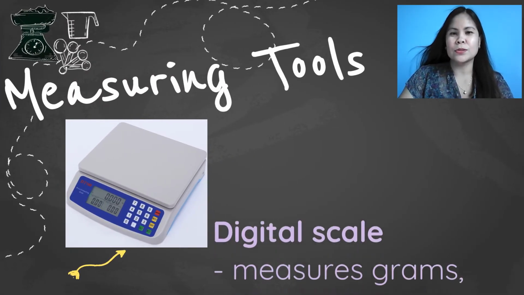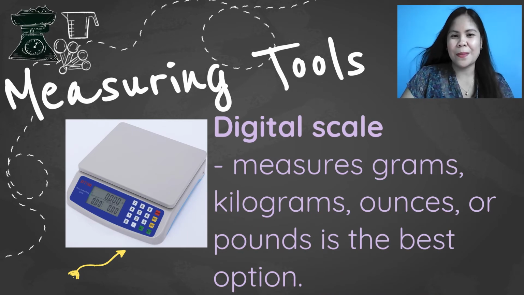Another measuring tool, the digital scale. One that measures grams, kilograms, ounces, or pounds is the best option. It is a kitchen device used to measure the weight of ingredients and other food. Kitchen scales are available in balance or spring models. A balanced scale will give a more accurate reading than a spring scale. Using a scale will result in a more accurate measurement of the ingredient than by measuring it by volume.